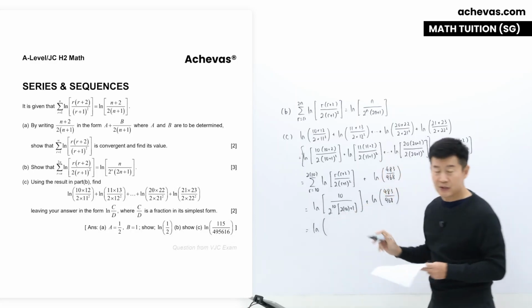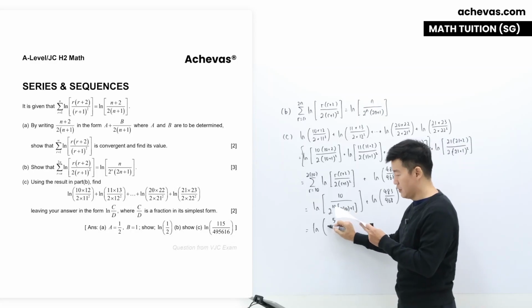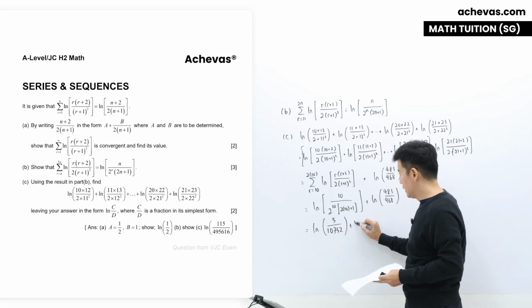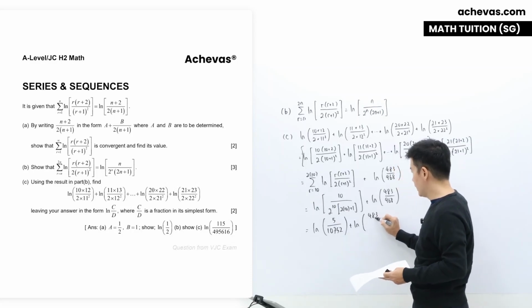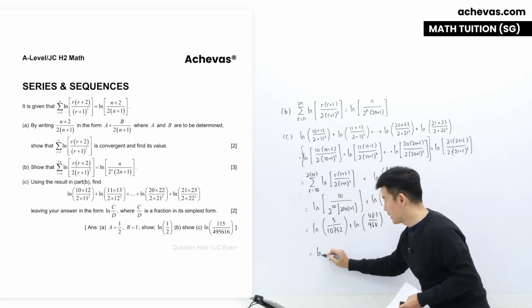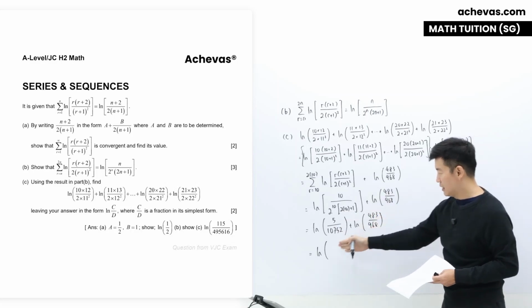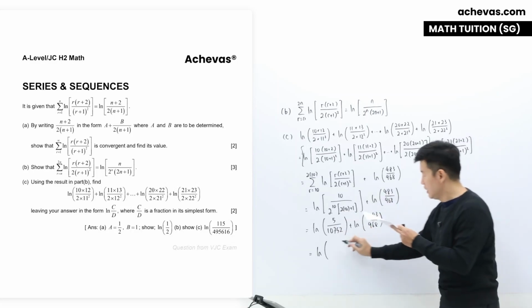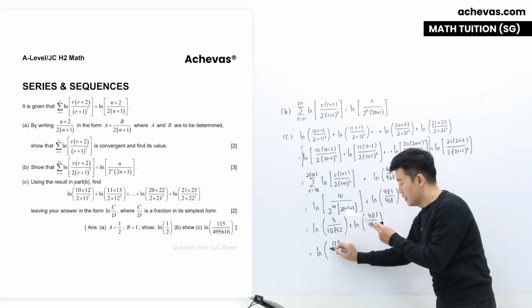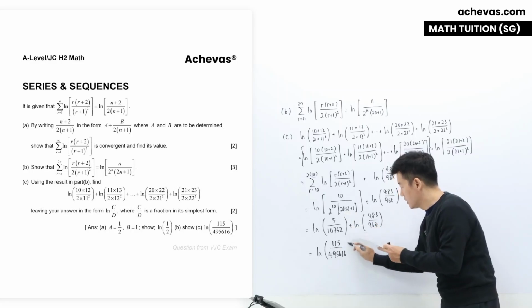Evaluating this using our calculator, this is going to be equal to 5 over 10752, then plus ln of 483 over 968, which, according to what the question says, we should be expected to combine together. So this multiplied by this in our logarithmic function will be 115 over 495616.